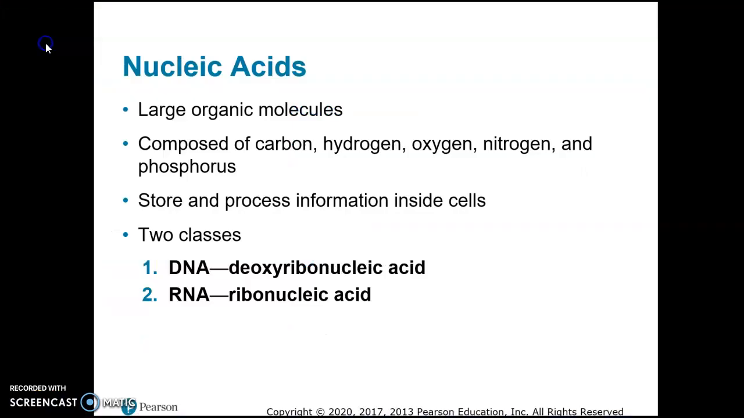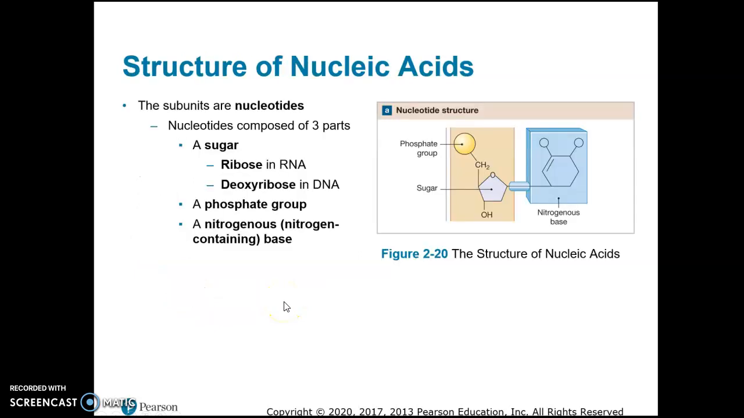nucleic acid as that DNA is a type of nucleic acid. Nucleic acids are composed of carbon, hydrogen, oxygen, nitrogen, and phosphorus. So you're not going to have the sulfur that you have in some proteins. The function of nucleic acids is to store and process genetic information inside our cells. And there are 2 classes of nucleic acids. There's deoxyribonucleic acid, or DNA, and then ribonucleic acid, or RNA.